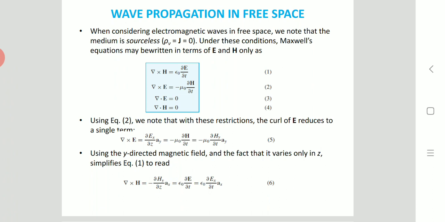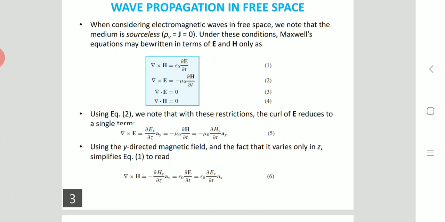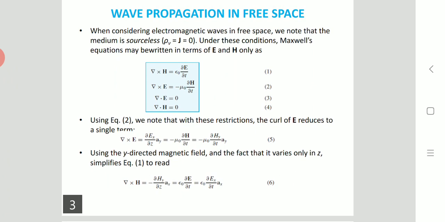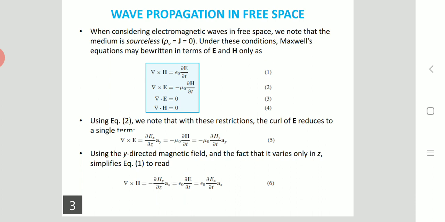So consider that the electric field in the wave is in the x direction only, while the magnetic field is in the y direction only. Both the fields, that is the electric field and the magnetic field, do not vary with x and y but only vary with respect to z. So the fields also vary with time as the wave propagates in free space.